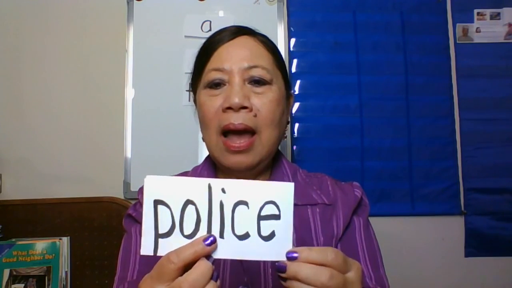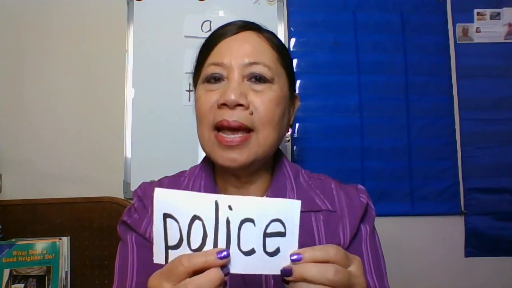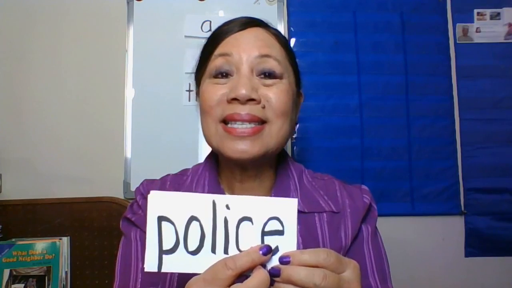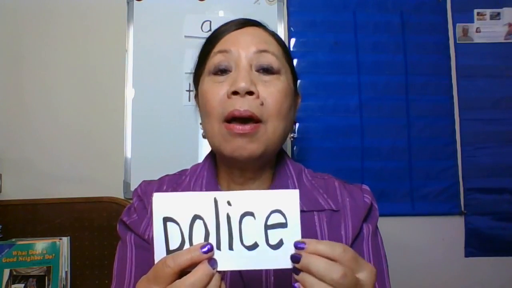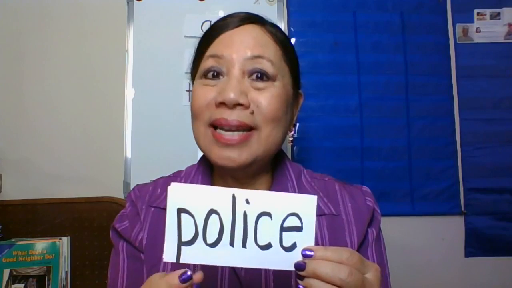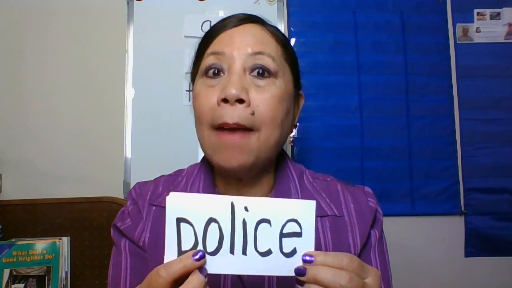Police. P-O-L-I-C-E. All right, let's sound it out. It's a soft C-E. It makes it sound like S. All right. Police. What's the word? Let's sound it out. Police. All right. What's the word? Police. Very good.